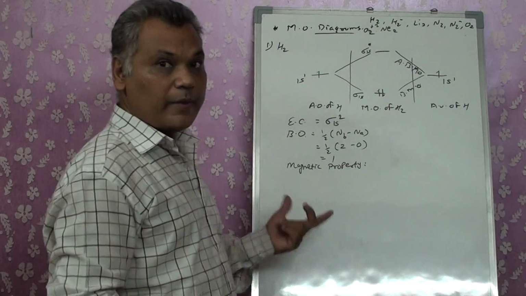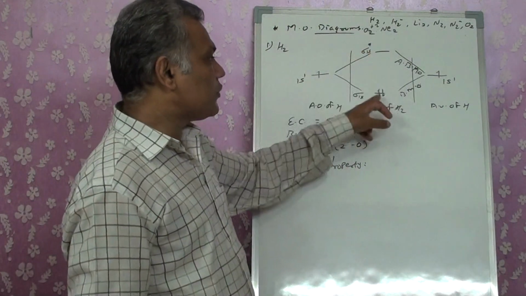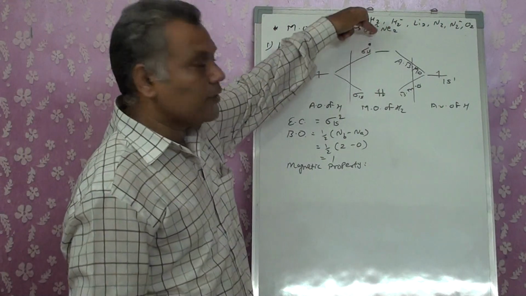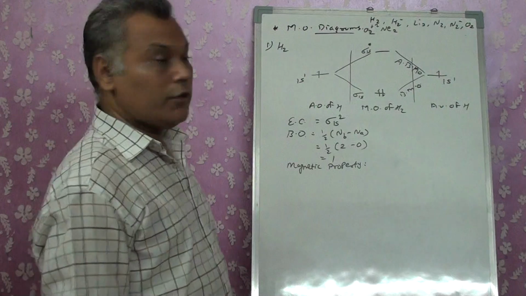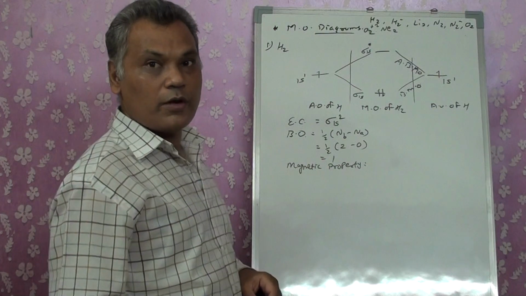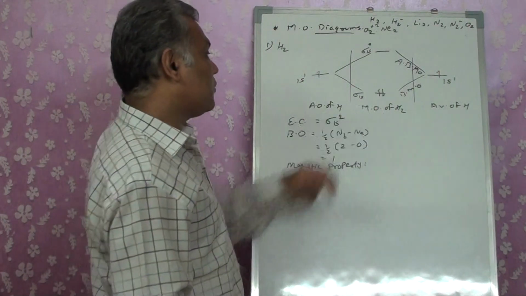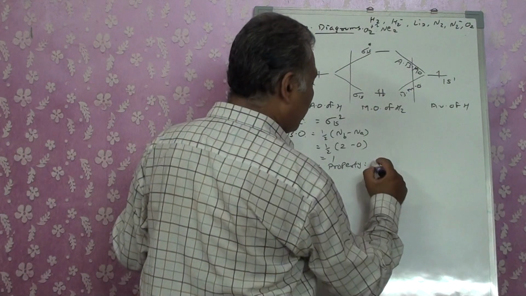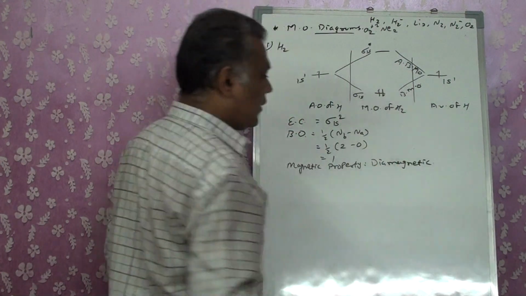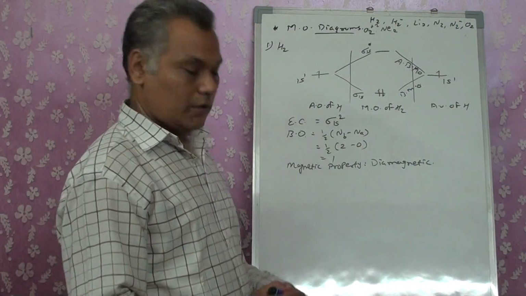Now when we are talking about the magnetic property, we are not going by the atomic orbitals, we are going by the molecular orbitals. So you will have to see the electronic configuration for the molecular orbitals. Is there any unpaired electron present in the molecular orbital or not? Don't look at the atomic orbitals. For atomic orbitals you have unpaired electrons, but we are not considering that. We will be looking at the molecular orbitals, and this molecular orbital shows that both these electrons are paired. So it is diamagnetic in nature. Electrons are paired, so it is diamagnetic in nature.